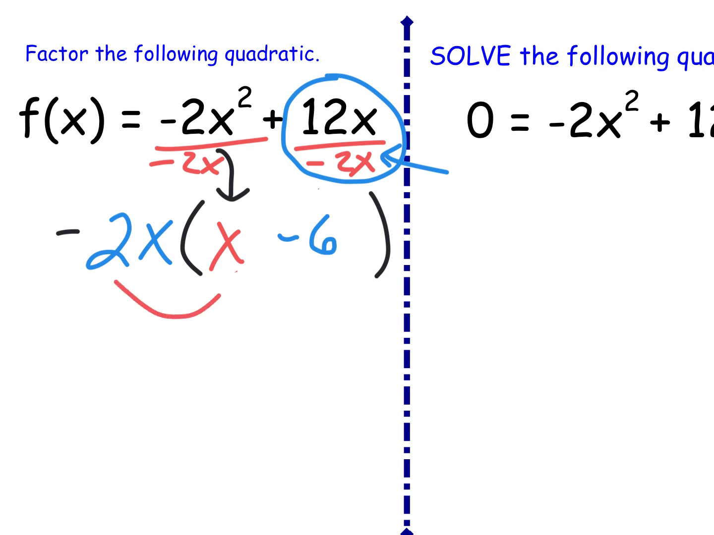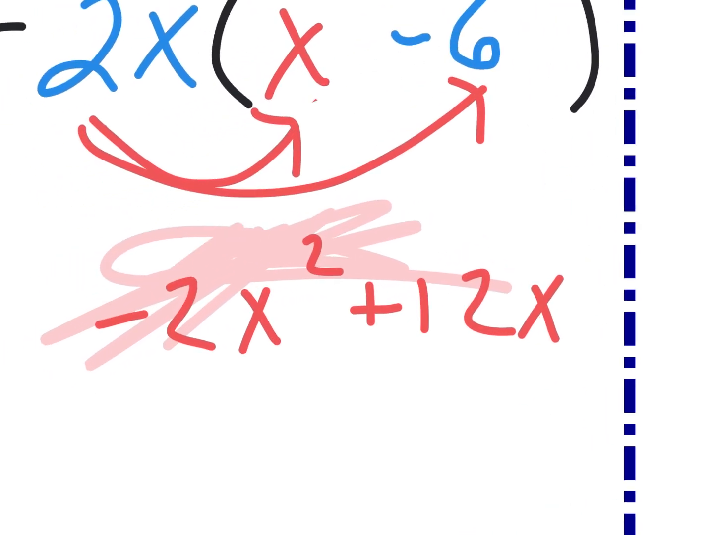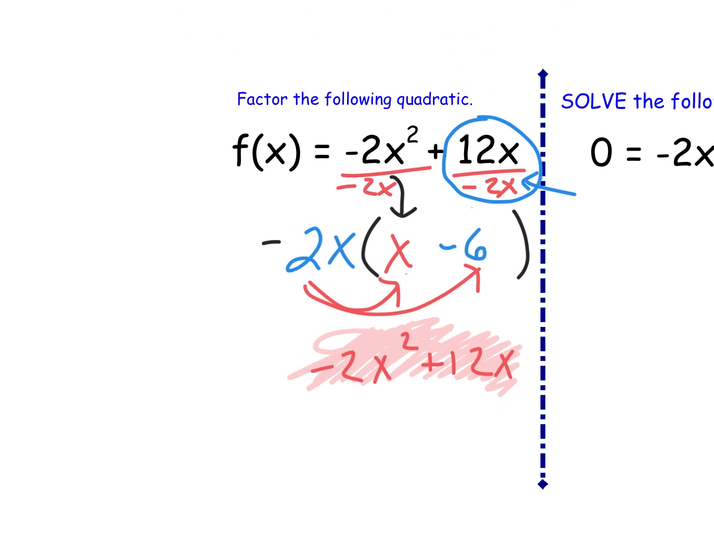I honestly don't even know if I'm right yet until I check it. So now I'm going to go this times this. That makes negative 2x squared. This times this, positive 12x. And since this right here is the same exact thing as this right here, the original problem, then I did it right.